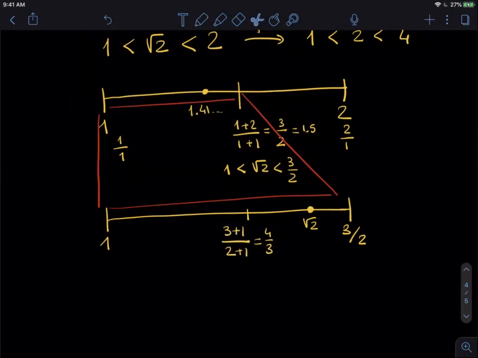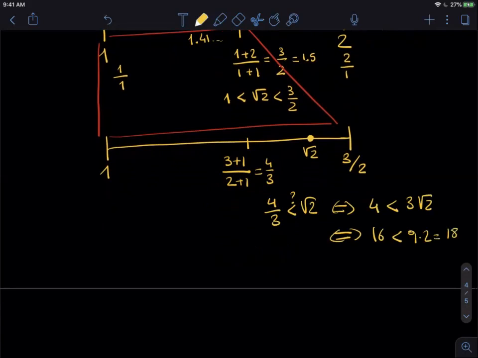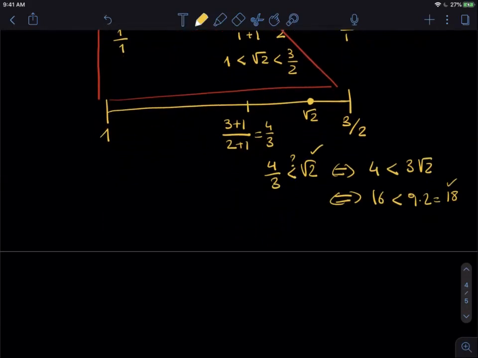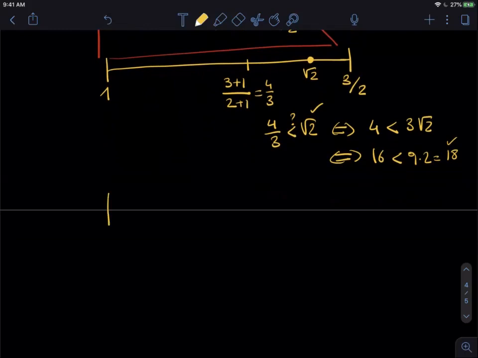Okay, so 4/3. You can use a calculator, but you can also try to do it by yourself and say, well, is it bigger or smaller than the square root of 2? So 4/3 is less than the square root of 2 if and only if 4 is less than 3 square root of 2. If we square both sides, that's 16 less than 9 times 2, which is 18. So we're good. It is indeed smaller.